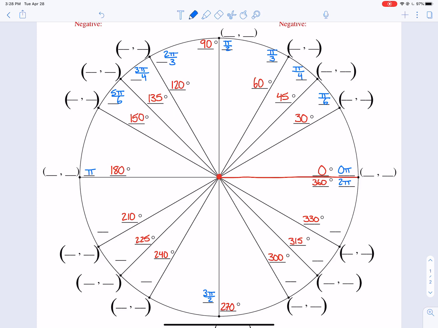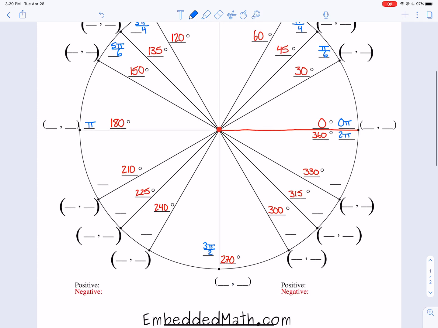All right, and then we have pi. And then we have 210. So 210 times pi over 180. Let's see, they both divide by 30. So that would be 7 pi over 6. 225 divides by 45. How many times? That would be 5. So we would have 5 pi over 4.